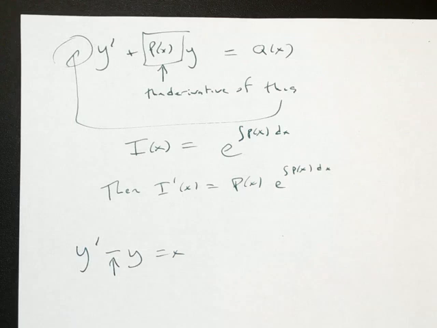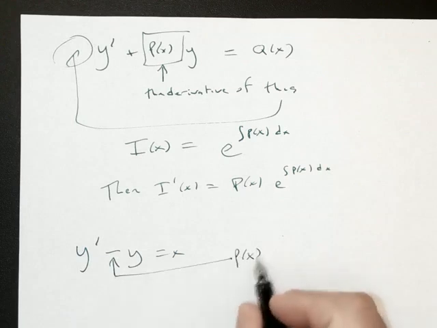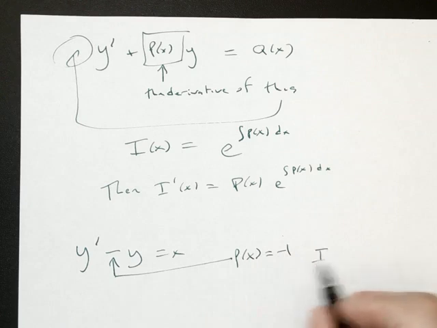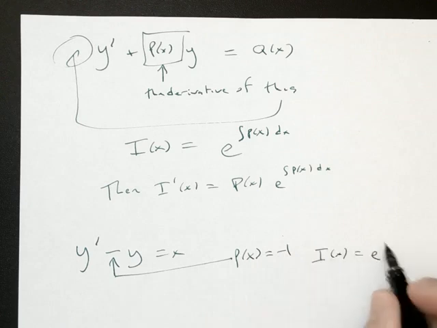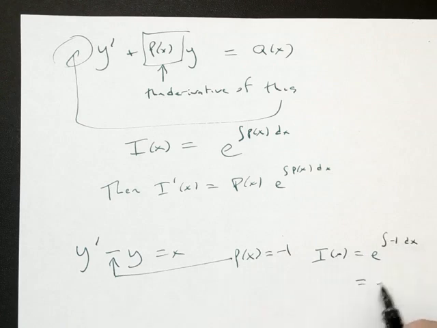So in my equation, p of x is minus 1. So the integrating factor is e to the integral of minus 1 dx, which is e to the minus x. Holy crap. Wait a second.